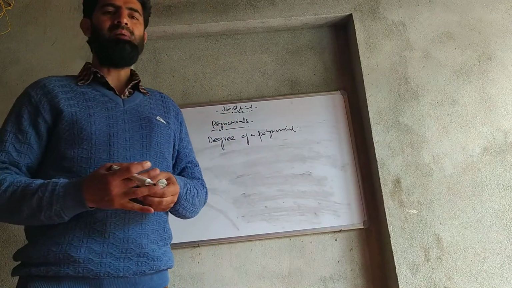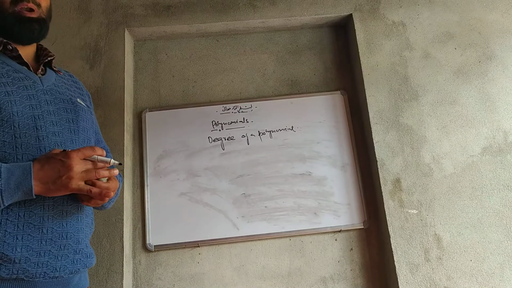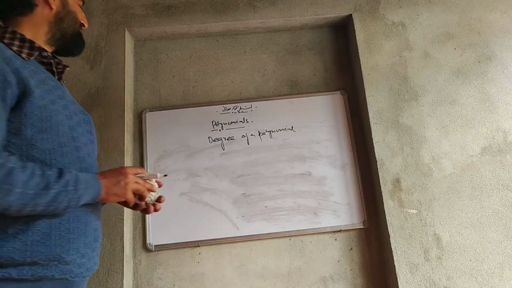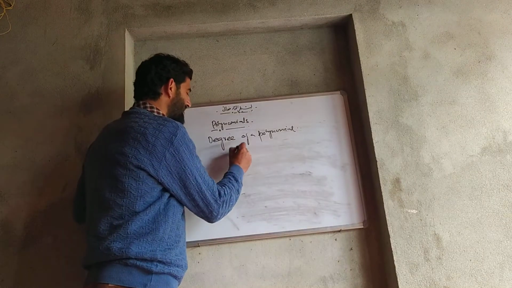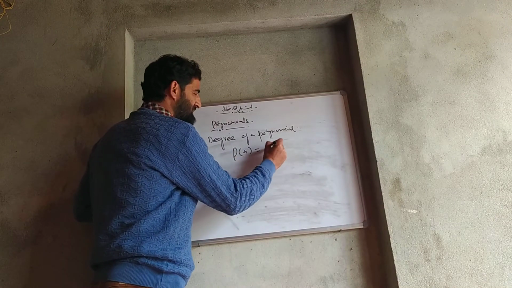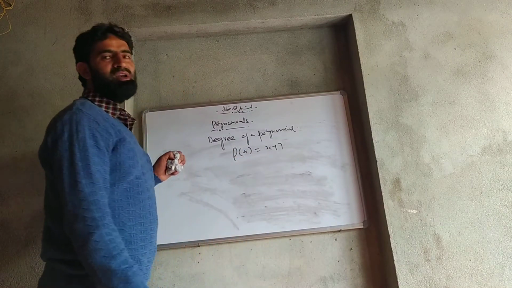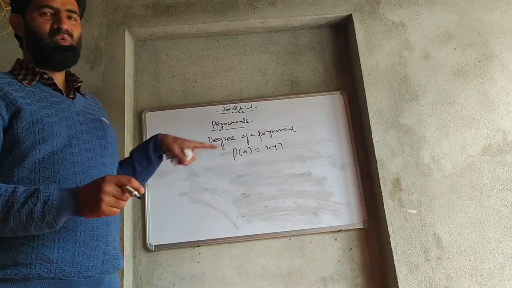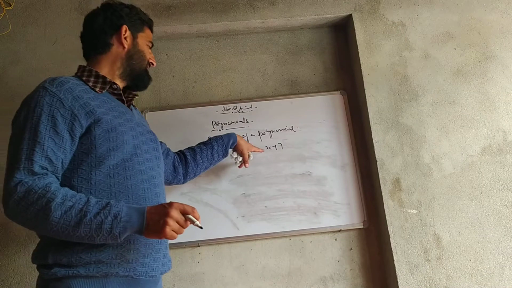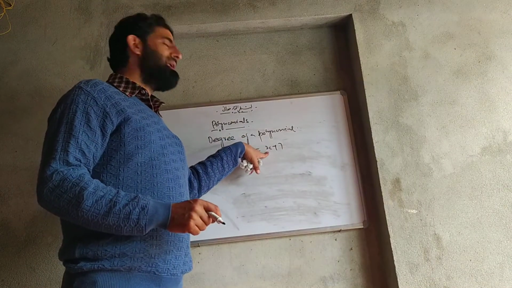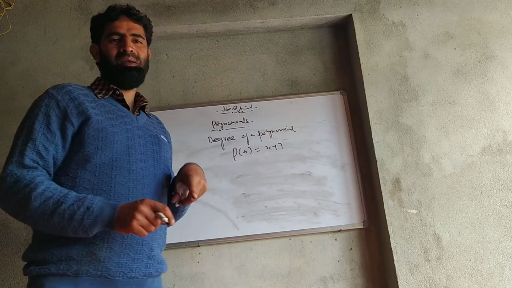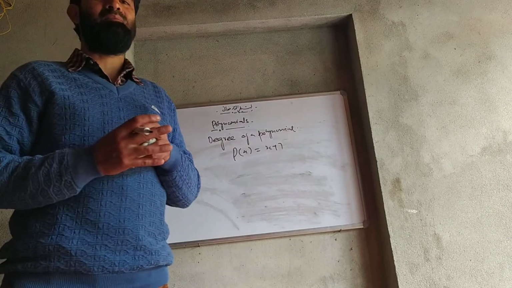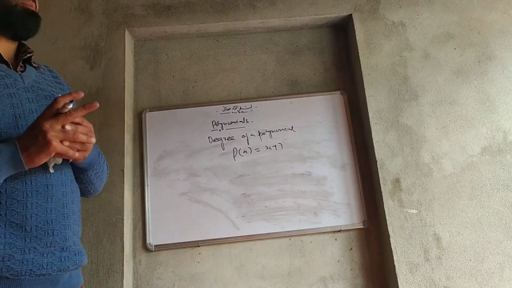And then comes the zeros of the polynomial. How to solve a polynomial? If there is a linear polynomial like p of x is equal to x plus 7, for a linear polynomial there is just one solution, one root or one zero. It depends upon the degree of the polynomial. If the degree is 2, then there are two zeros of the polynomial. So what is a zero of a polynomial?